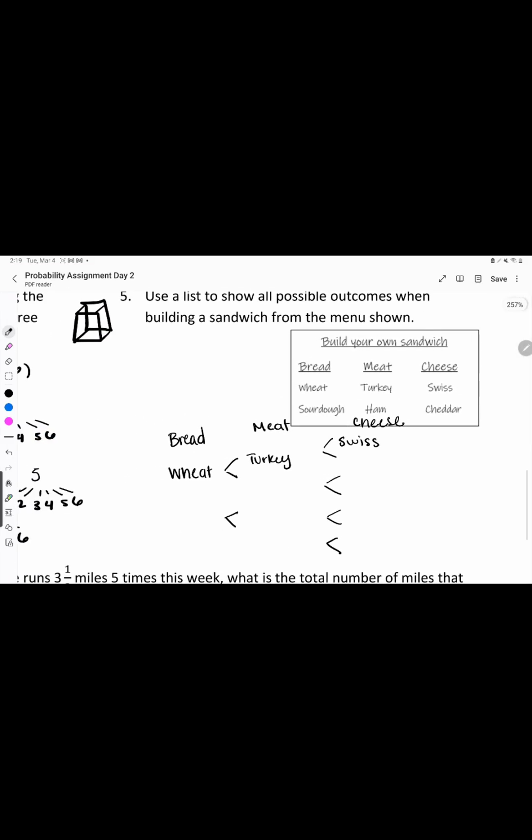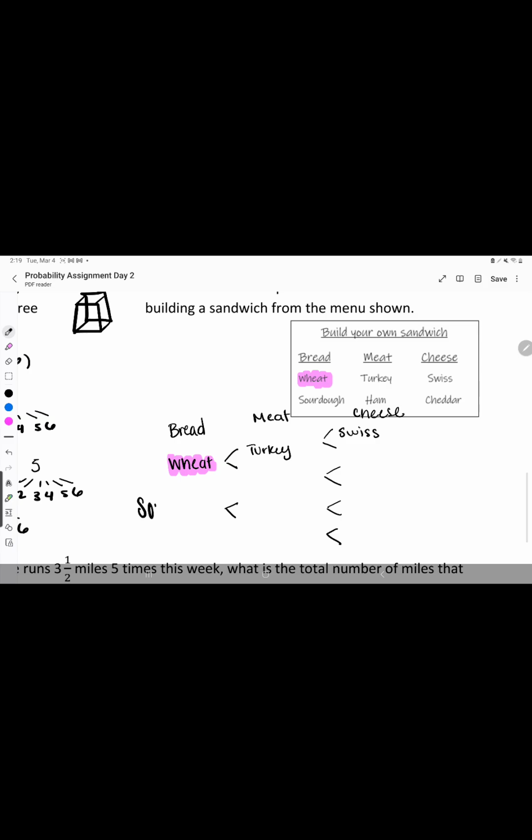Okay, let's talk about if you're building a sandwich. Here's what we're going to do. We're going to start by listing out our bread options. We already have wheat listed. So what do I need to put here? I need to put sourdough.